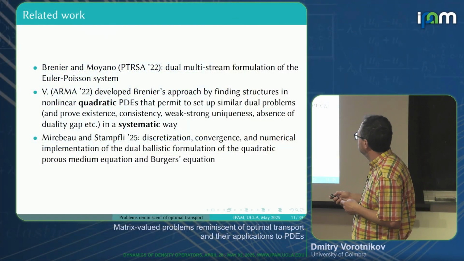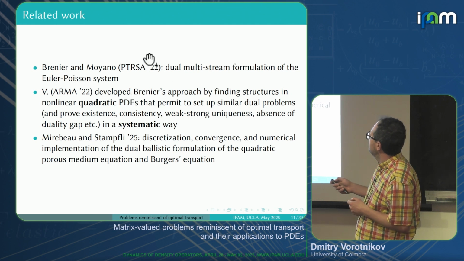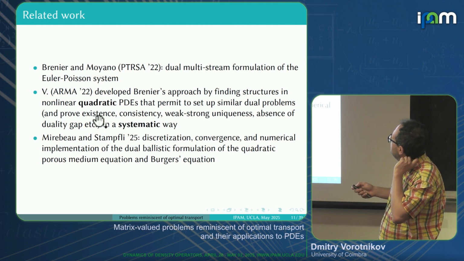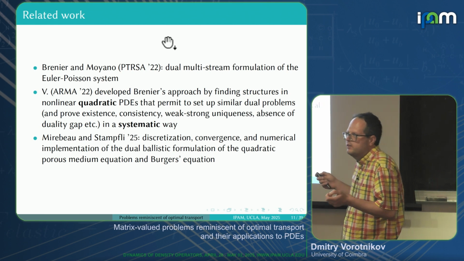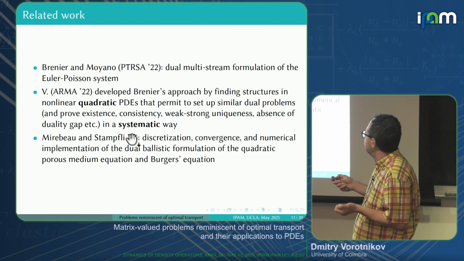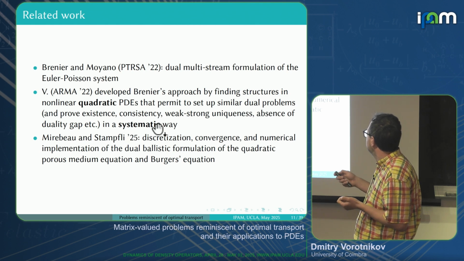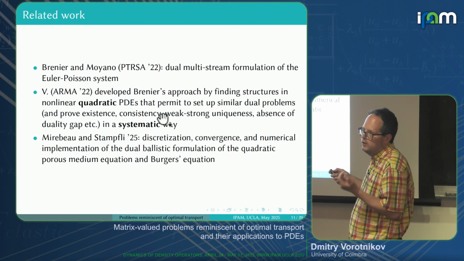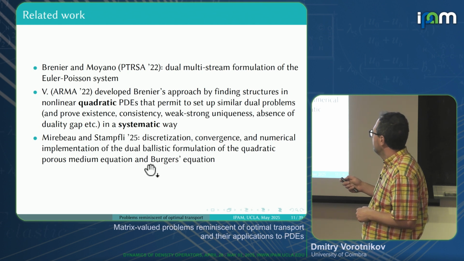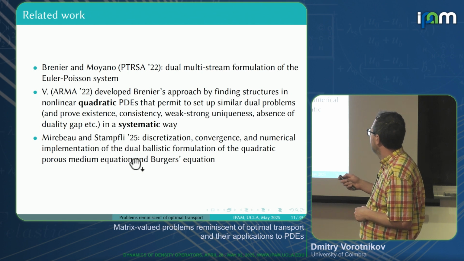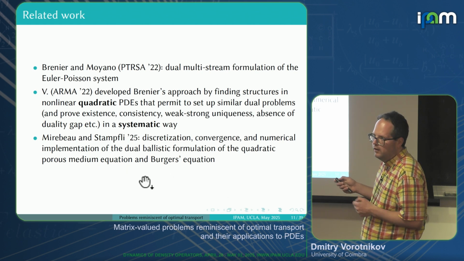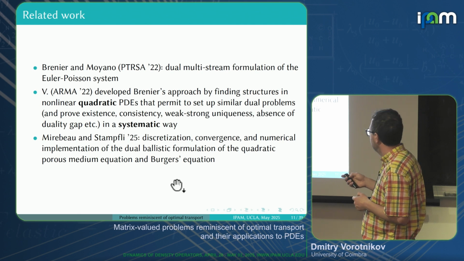So there has been work done in this direction. For example, Brenier and Moyano studied the Euler-Poisson system with these ideas. I also developed a systematic approach, quite abstract, which allows one to study many quadratic PDEs and prove some results. So you can prove existence of the dual problem, prove some consistency, weak-strong uniqueness, absence of duality gap, and it's convenient to do it in a quite abstract way because then you can simultaneously include many equations in the theory. And also there is a recent preprint by Mirabeau and Stamfli, which studies this ballistic formulation of the porous medium equation and of Burgers, but numerically, and also the convergence of the numerical scheme.